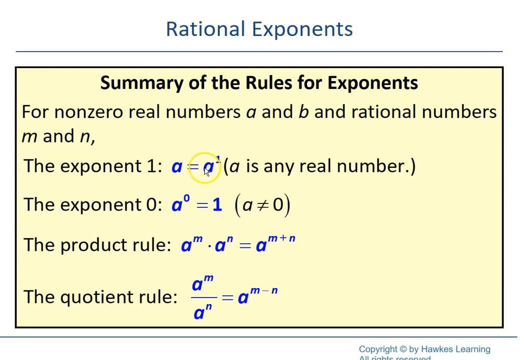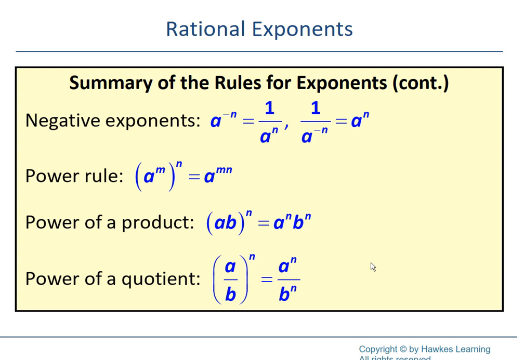Now, back in 1103, we did all of these. Normally, a plain letter is to the 1st power. Anything to the 0 power is equal to 1, so long as a is not 0. When we're multiplying variables, we add the exponents. When we divide variables with exponents, we just subtract the exponents. So these are the different rules we had earlier in the course.